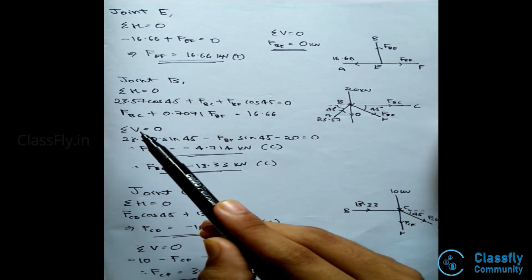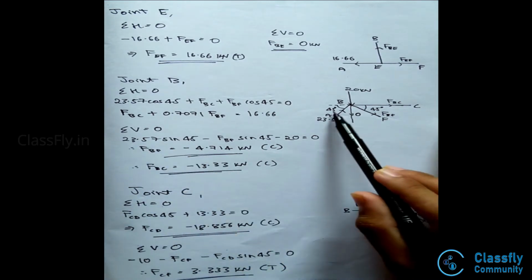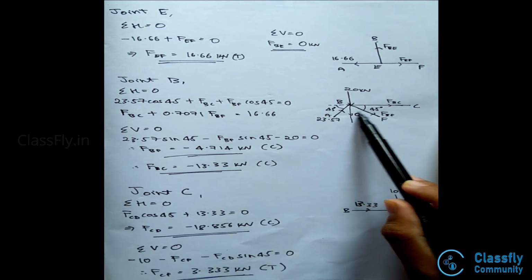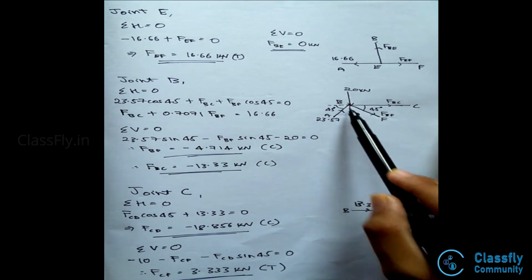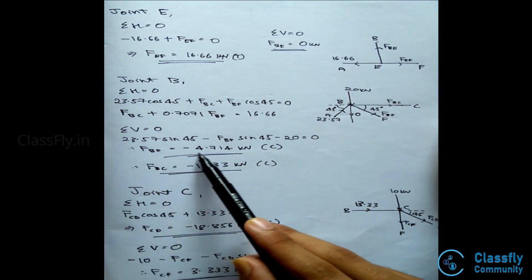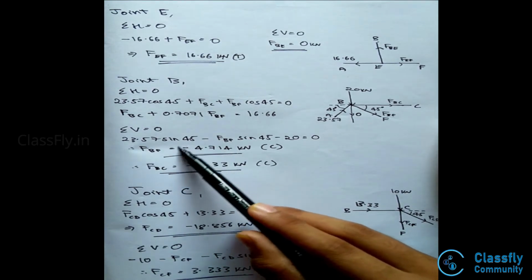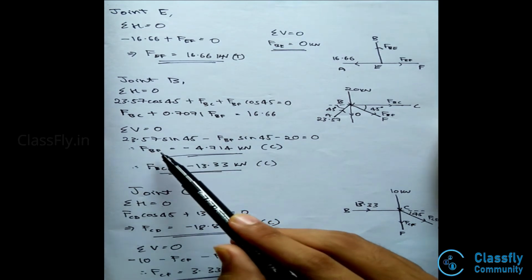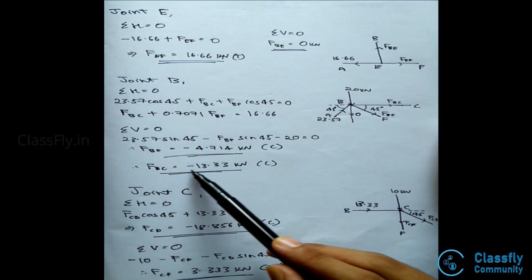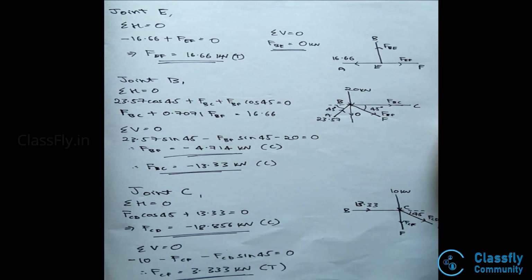Now consider the condition summation V is equal to 0. Hence we have 23.57 sin 45 minus FBF sin 45 minus 20 is equal to 0. Hence we get the value of FBF to be minus 4.714 kilonewtons. Hence this will be in compression. Now substituting the value of FBF in this equation and solving, we get the value of FBC to be minus 13.33 kilonewtons, which will be also in compression.